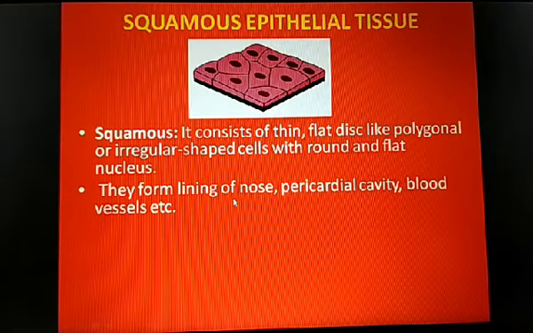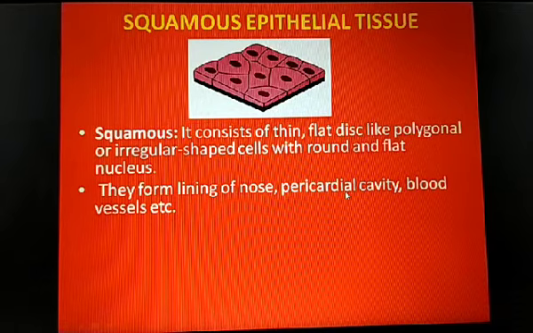They form linings of the nose and pericardial cavity. Wherever you find the word cardial or cardiac, it has to do with your heart. So pericardial cavity means it forms the outer covering of the heart. Wherever there are cavities or hollow spaces, they are covered by this squamous epithelial tissue. And blood vessels, yes, this tissue is also present there.